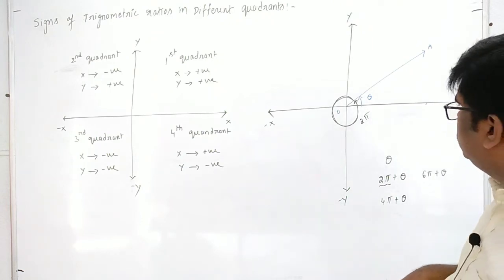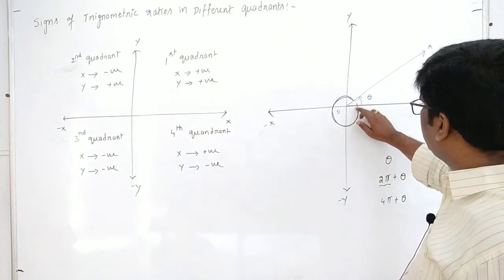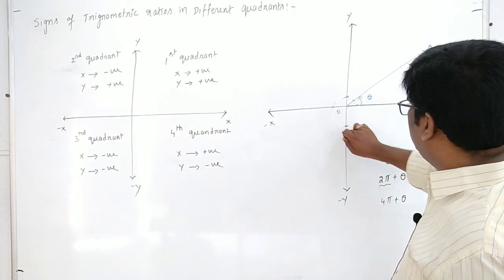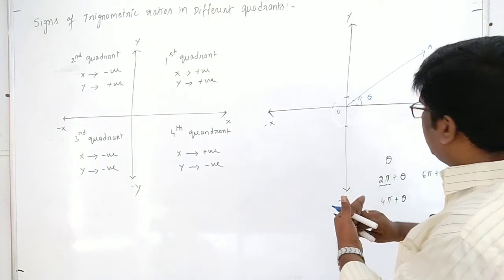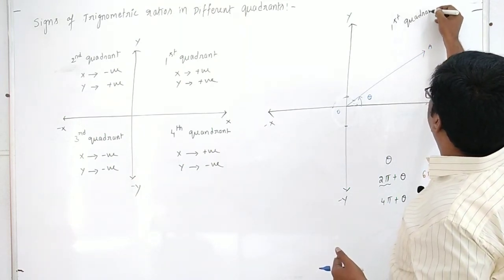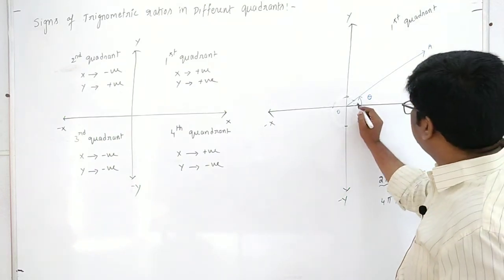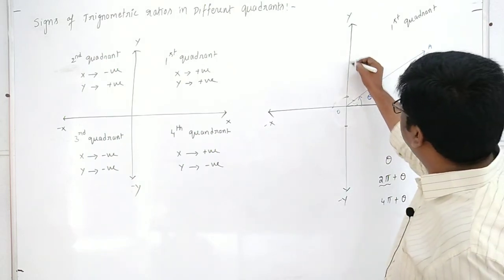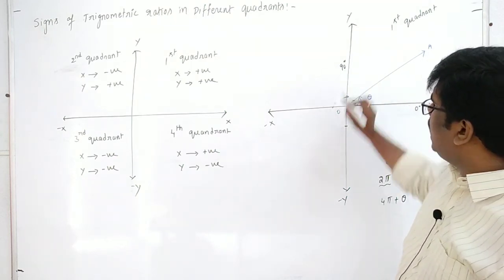Okay. Now you observe one thing that we are going to discuss. It is theta, which is in what quadrant here? First quadrant. So first quadrant means 0 to 90. When it lies here, it is 0, and the y-axis means 90 degrees. So it is in between 0 and 90.